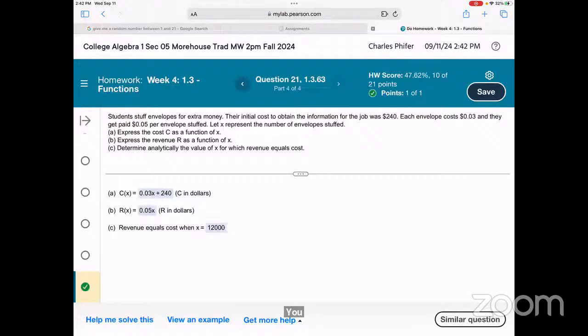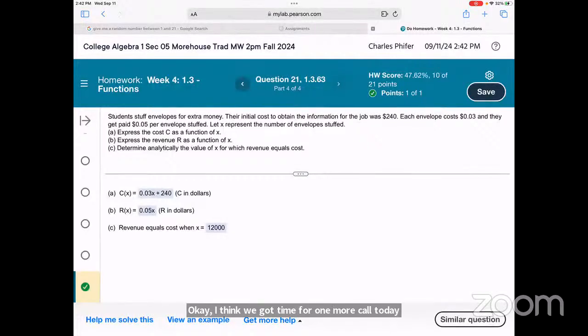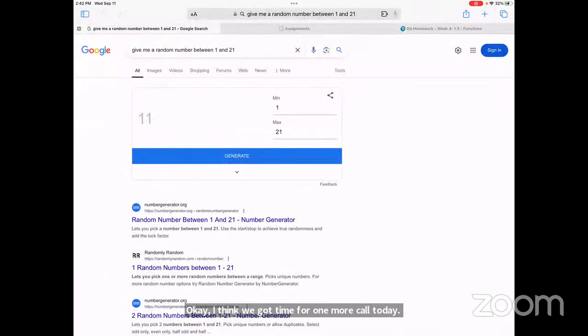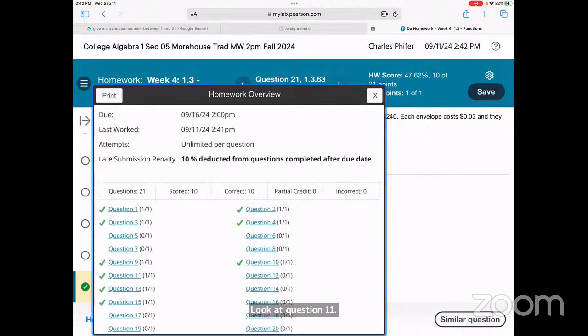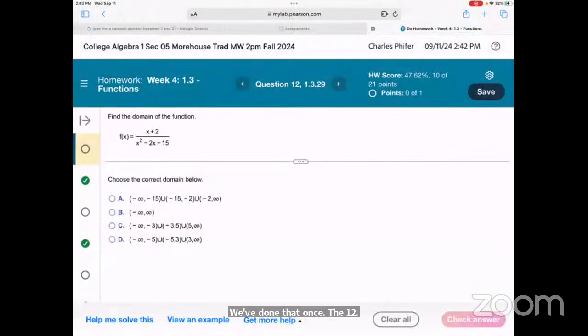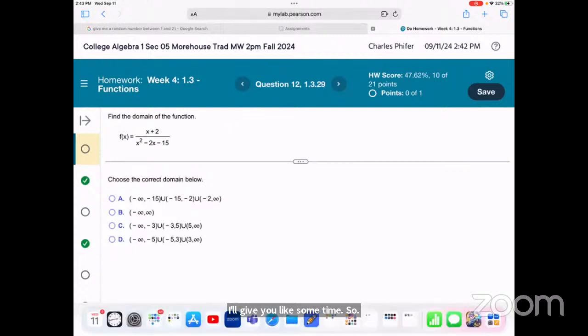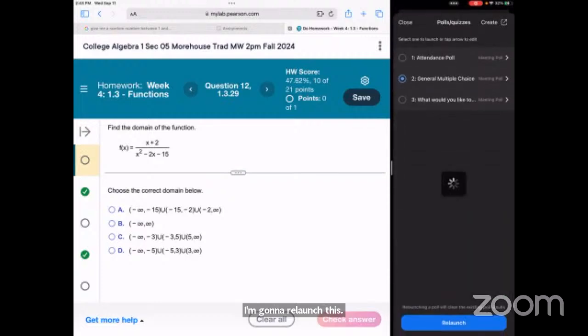Okay, I think we got time for one more, and then we'll call it a day. Look at question 11. We've done that one, so we'll do 12. Find the domain. This is a good one. I'll give you some time, so we'll do our poll. I'm going to relaunch this. So just take a moment to see if you can get this.